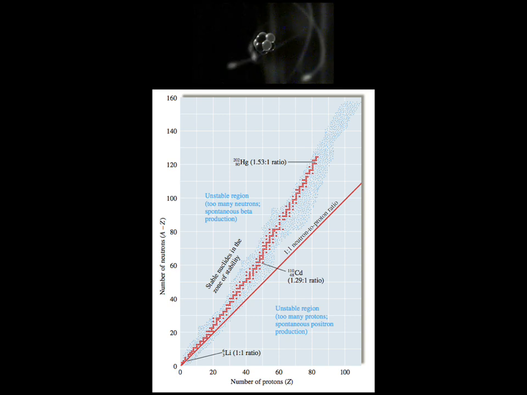A nucleus is a collection of protons, positively charged, and neutrons, uncharged. We know that positively charged particles, such as protons, repel one another. So, what binds the nucleus together? A fundamental force of physics, known as the strong nuclear force, binds the nucleus together. All nucleons, that is, protons and neutrons, are attracted to one another by the strong force. However, the strong force acts only at very short distances.